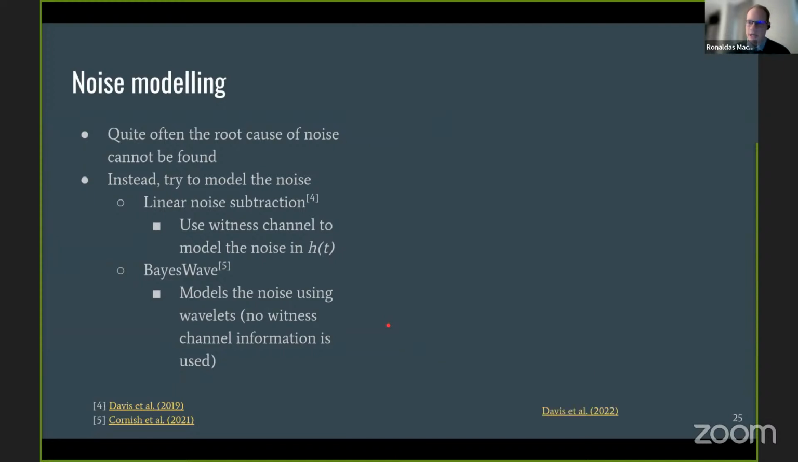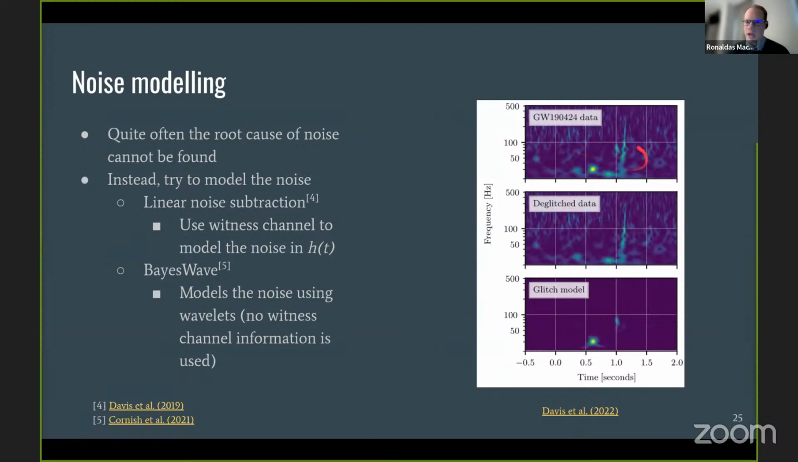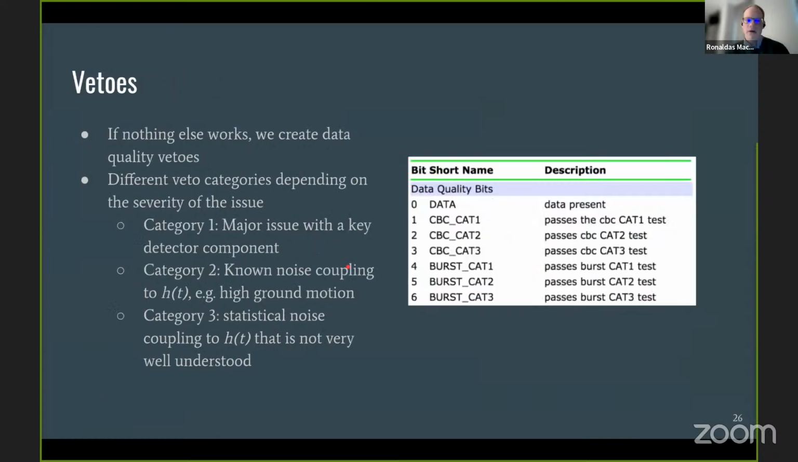So for example, here we have a gravitational wave signal right here. There is some noise happening right here, and then we can actually use BayesWave to subtract the glitch. And this was what was subtracted. So we are able to remove some part of the noise, not everything, but some part of the noise.